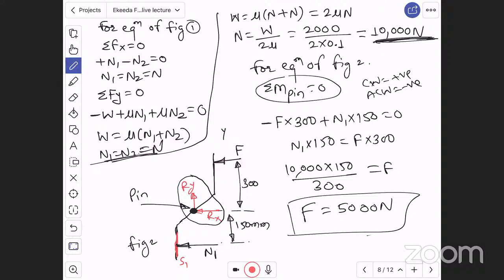And अगर option देखे आपने, option D is the correct choice. From options, option D is 5,000 Newton, which is the correct choice, right? Therefore for this question option D is the correct choice.